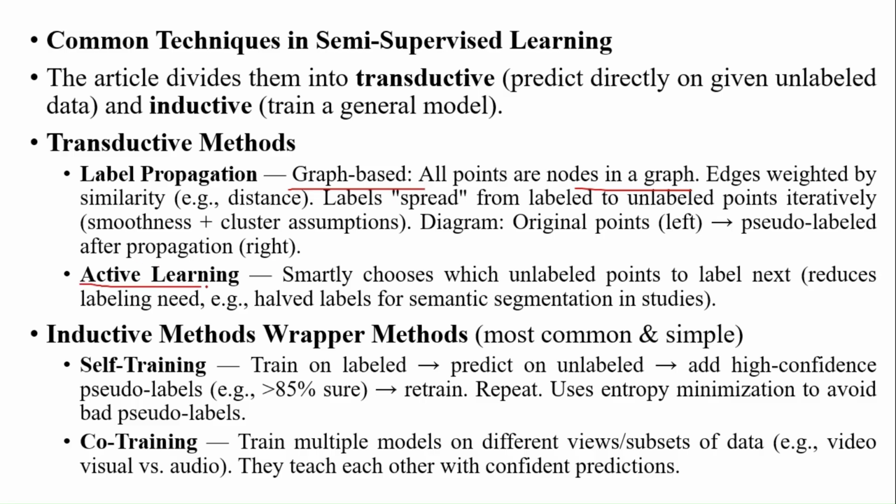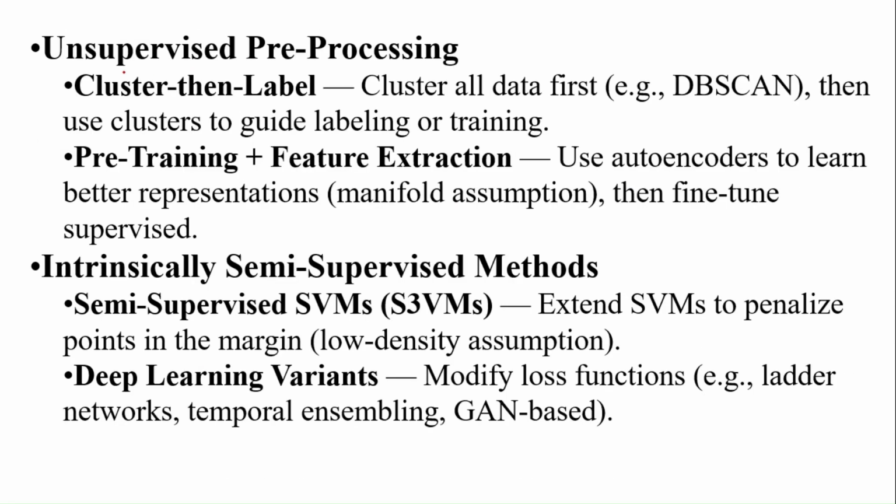Next, we have active learning. So, what is active learning? It smartly chooses which unlabeled points to label next, reducing the labeling needs. An example is labels for semantic segmentation in studies. Then inductive methods: we have wrapper methods, self-training and co-training, and we have unsupervised pre-processing, and intrinsically semi-supervised methods.